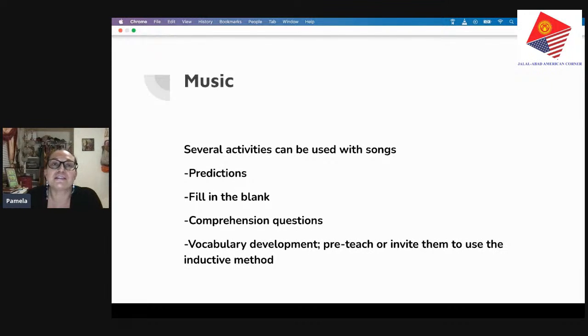So have them predict all those things and then write on the board. And then their first assignment can be to listen and hear if their predictions were true.